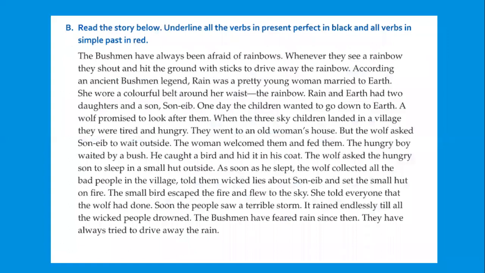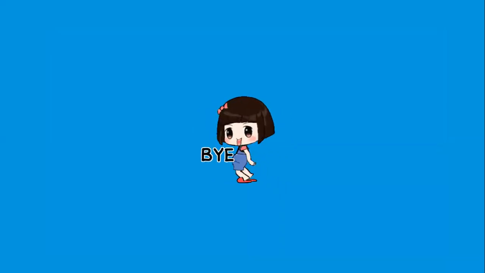Now, this exercise B, we will be doing in the live class. All you have to do is underline present perfect in black and simple past in red color. Just make the underline. We will be solving this exercise in the live class. Till then, practice with questions.